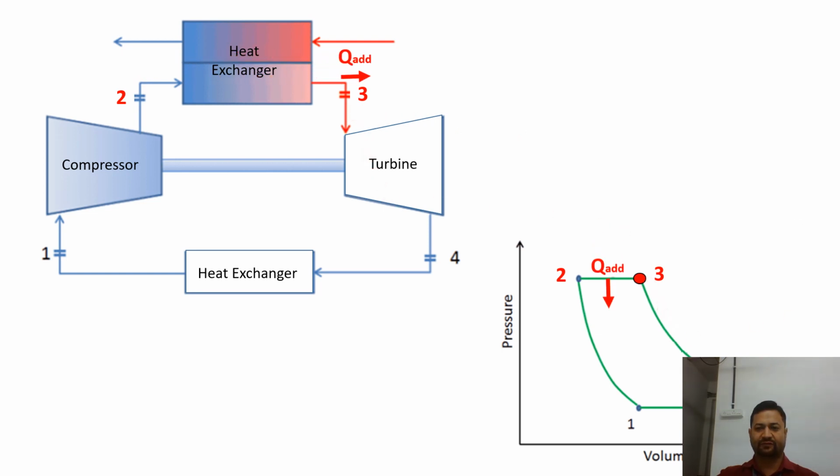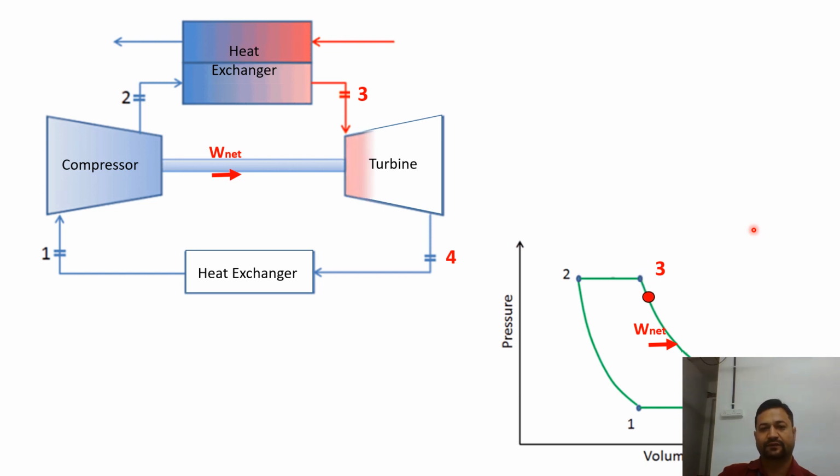The 3 to 4 process will be an isentropic expansion process, where we get the net work, or turbine work, WT. So 3 to 4 is your isentropic turbine work output. This is our animation. Again, the processes are very simple. Here we are going to get the net work output, or positive work, in the turbine.